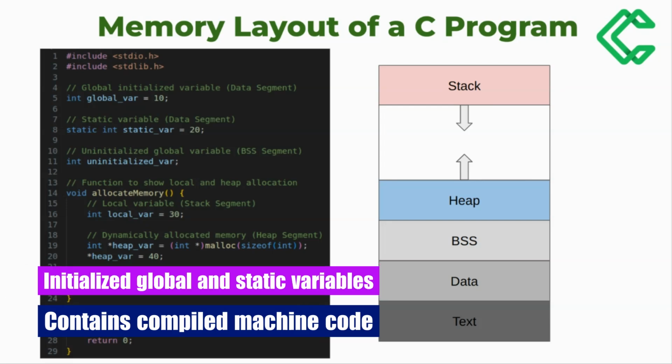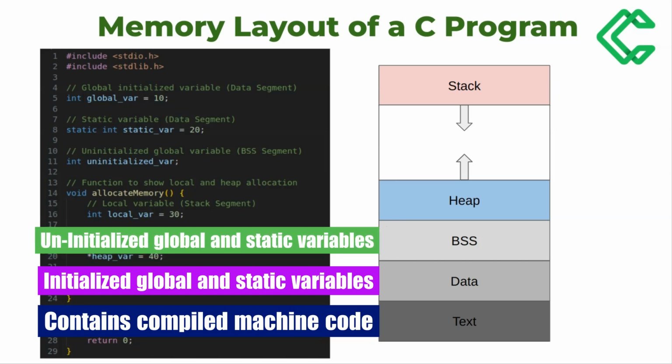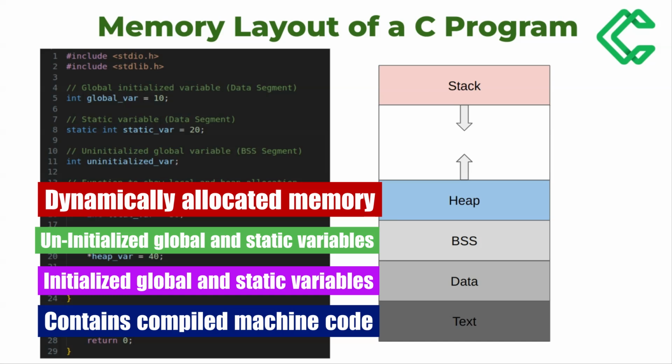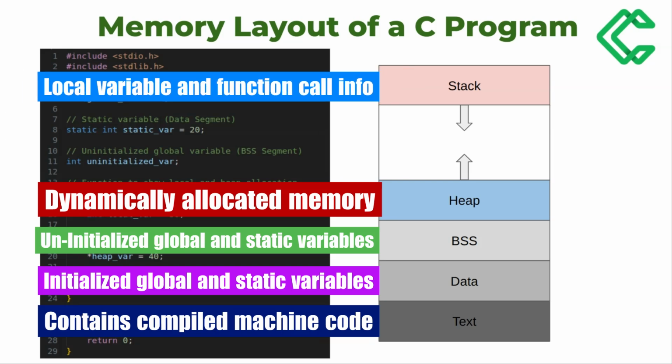The data segment stores the initialized global and static variables. The BSS segment holds uninitialized global and static variables. The system initializes this segment to 0. The heap segment is used for dynamically allocated memory, which is managed manually with functions like malloc, calloc, and free. The stack segment stores local variables and function call information.